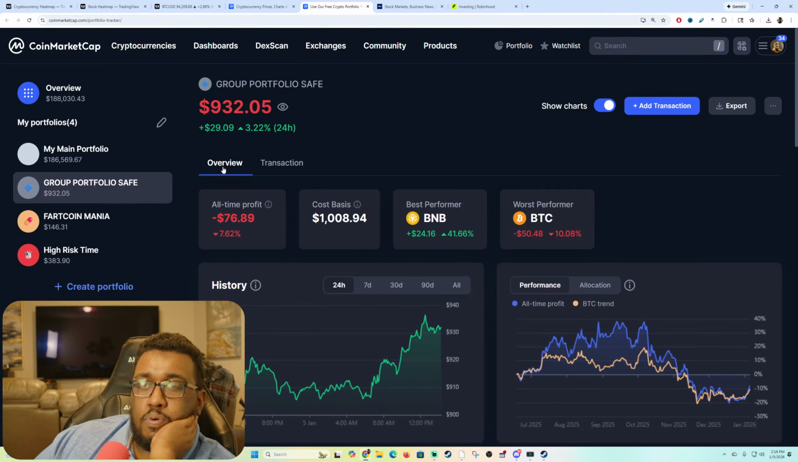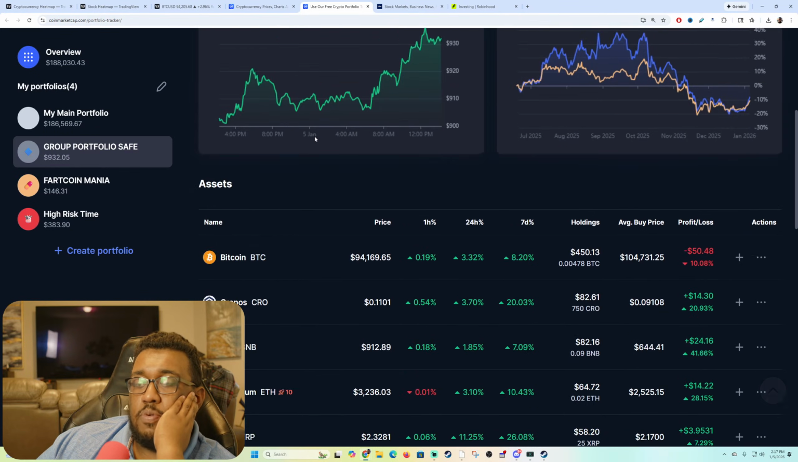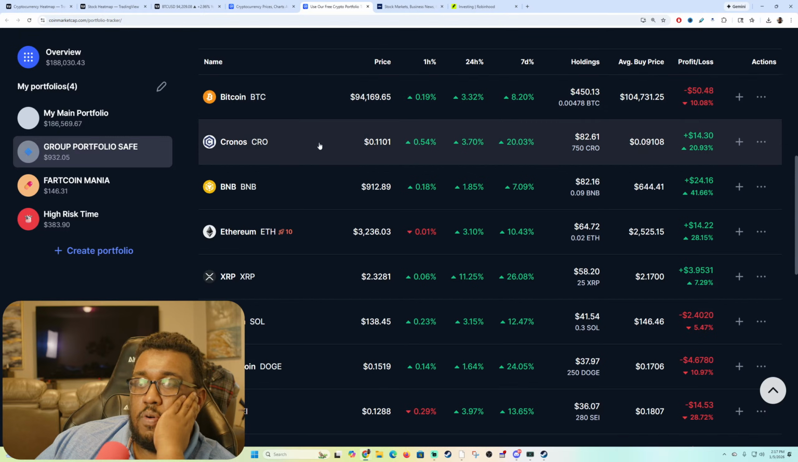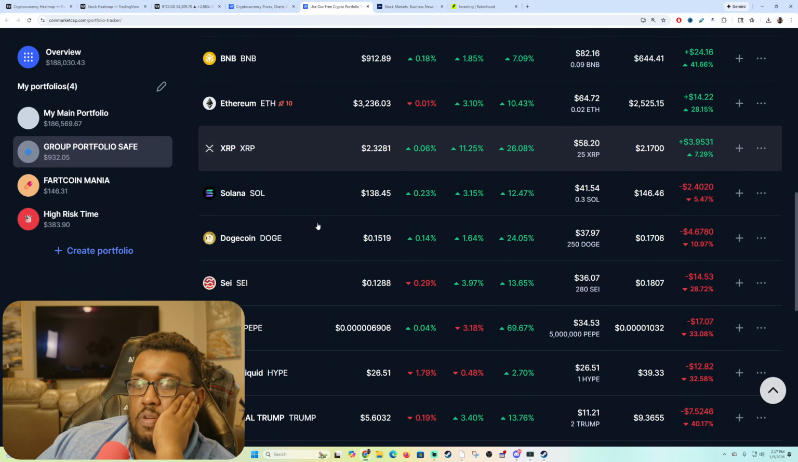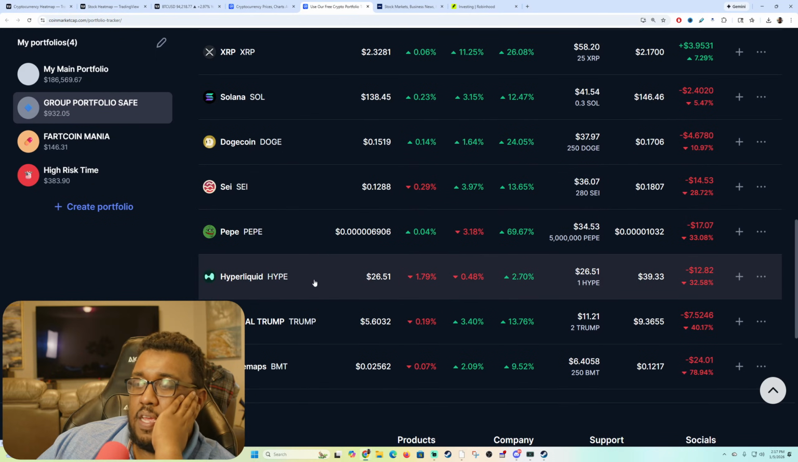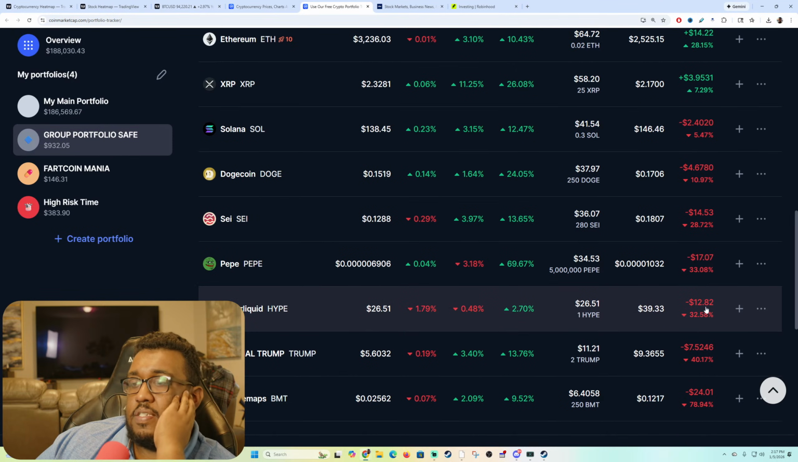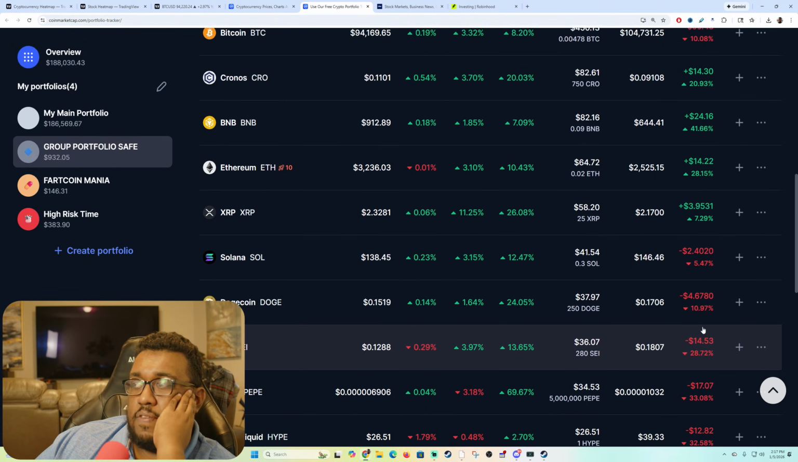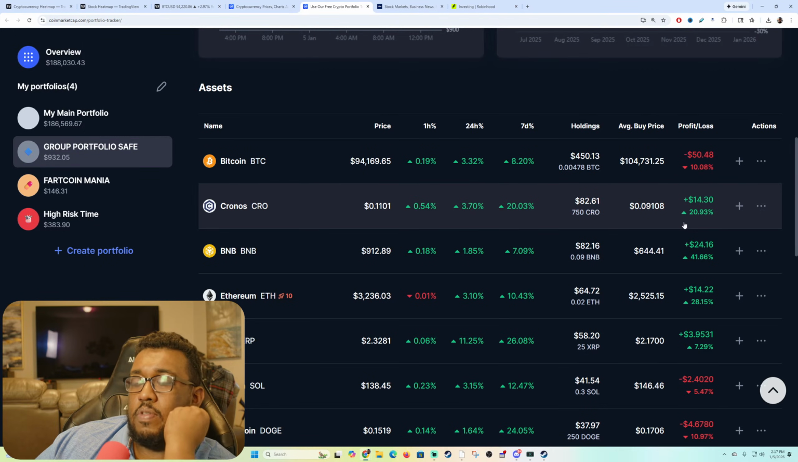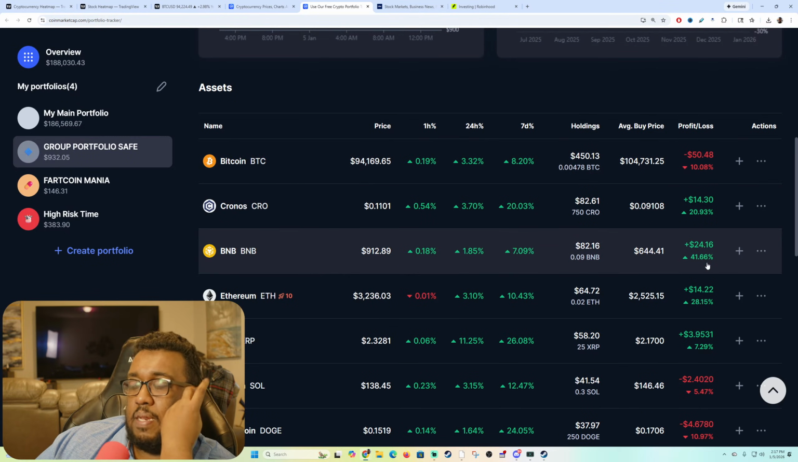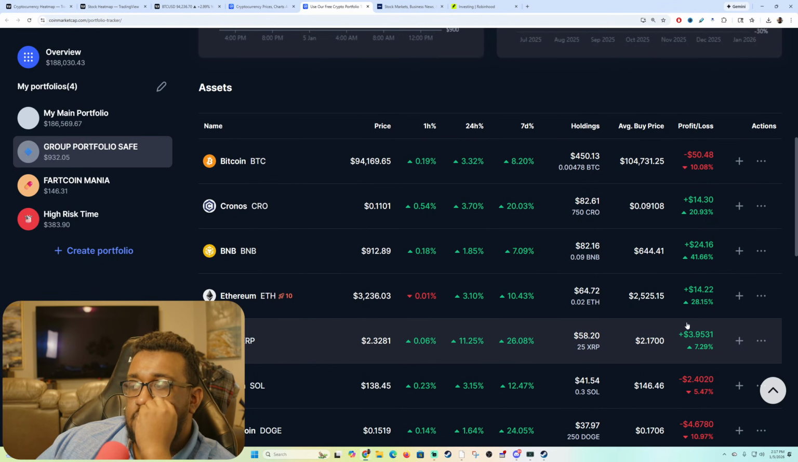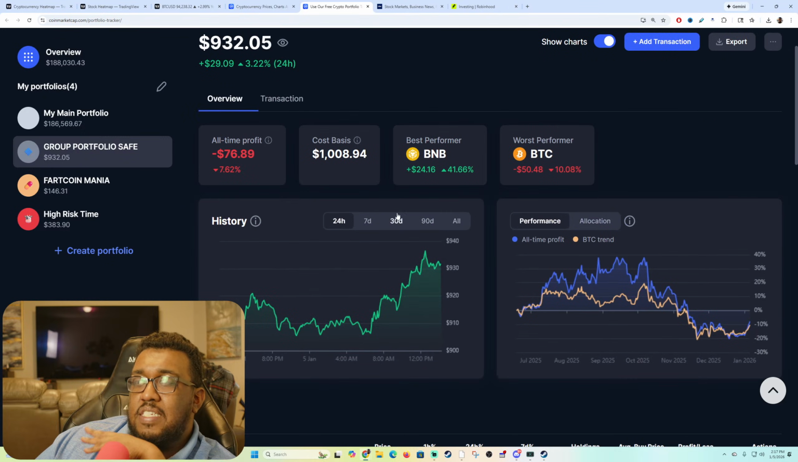If you guys have the group portfolio safe one, after all this time, you're really only down around 7-8%. It hasn't really been a terrible time for you because you were diversifying. You have Bitcoin, Cronos, BNB, Ethereum, XRP, Solana, Dogecoin, SEI, Pepe, Hyperliquid, Official Trump, and Bubblemaps. And Bubblemaps is down 78%. Official Trump is down 40%. You see a lot of stuff down, but this is more weighted towards the coins that I personally find more valuable, like a Cronos, like a Bitcoin, like a BNB, an Ethereum, and XRP.